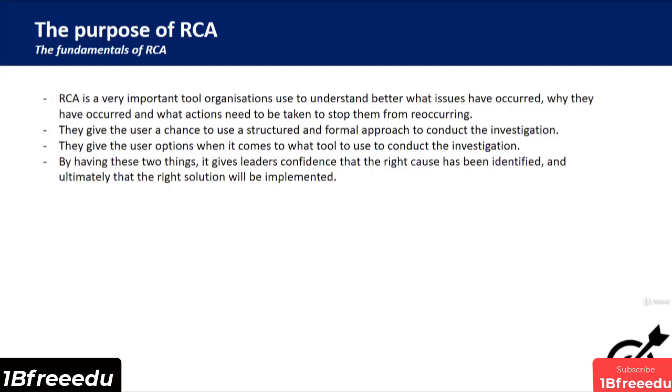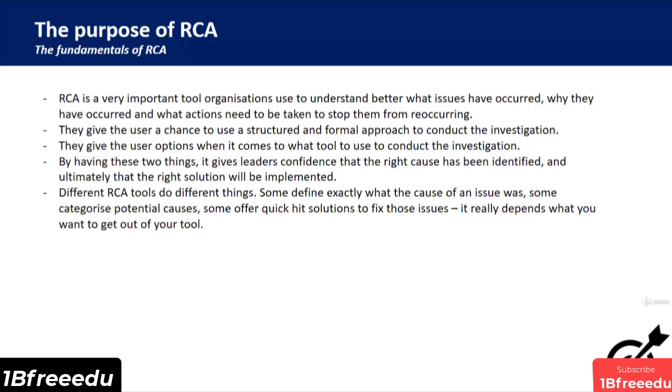Now, by having these two things, it gives leaders confidence that the right cause has been identified and ultimately that the right solution will be implemented. So if you're thinking about all the different root cause tools that you've got at your disposal, you can choose the right tool for the right problem, for the right organization, the right team, the right department. Your leaders then know, okay, I know root cause analysis has many different avenues you can go down. And I know, therefore, it's not a one size fits all. We've tried to kind of fudge the answer. We've tailored this to our issues, our problems. We haven't tried to tailor our business to fit the tool, right? The tool fits the issue. And your leaders will have confidence that this has been the case.